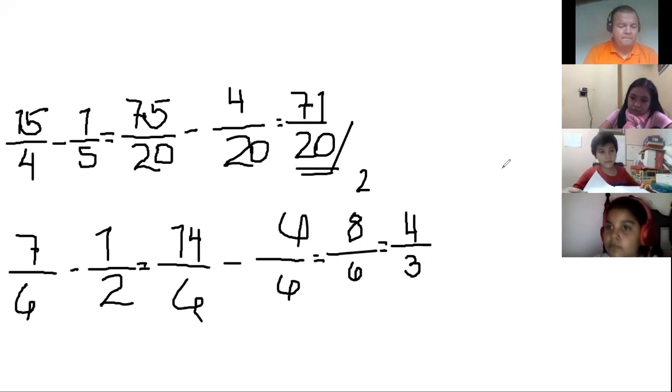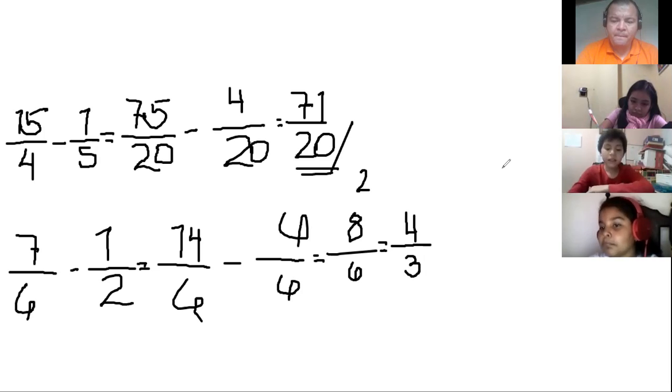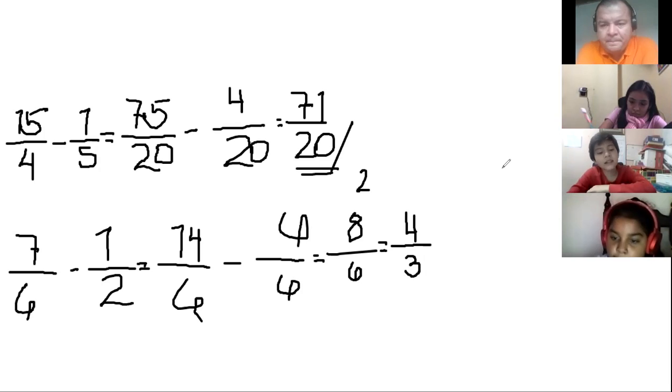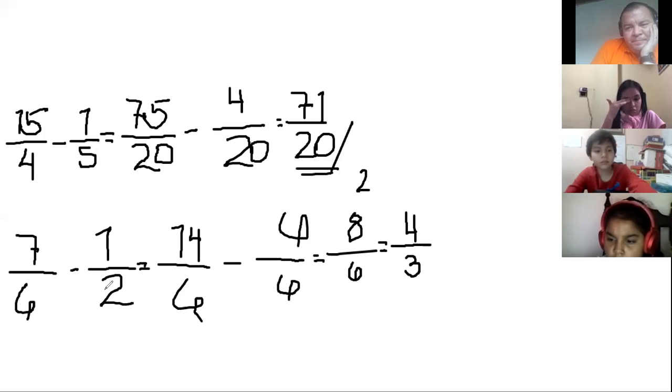It's not like that, because if the common denominator is 6, 6 times 1 is 6, and 7 times 1 is 7. Why 7 times 1? Because we're multiplying by 2. Answer me that question. Why do I multiply the 7 by 1?